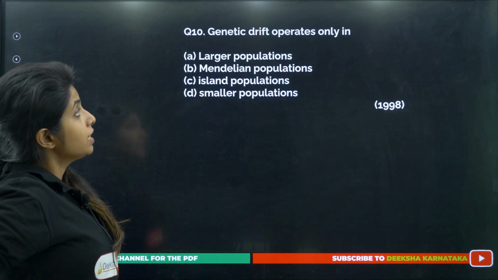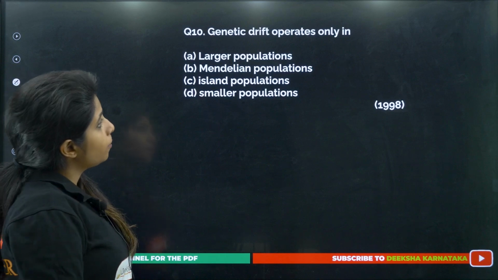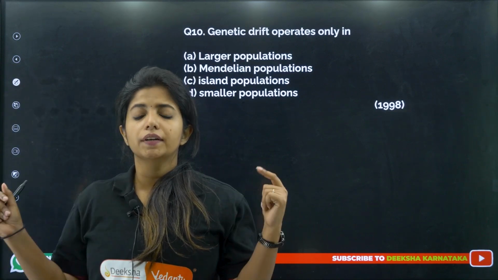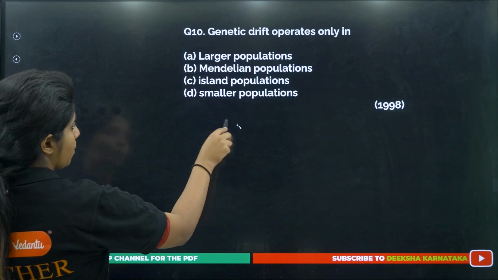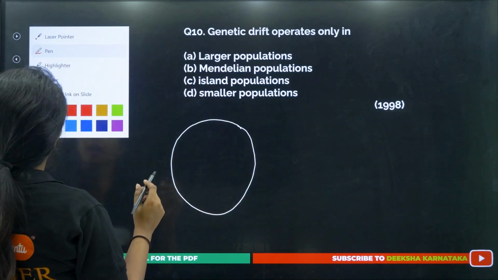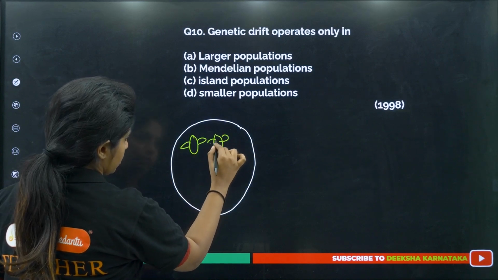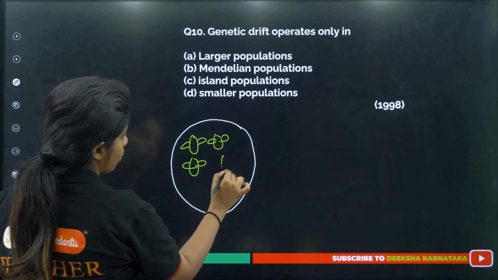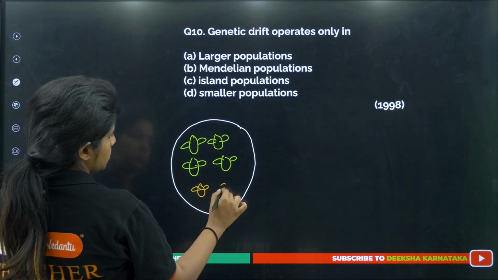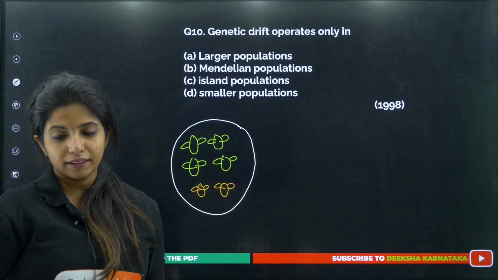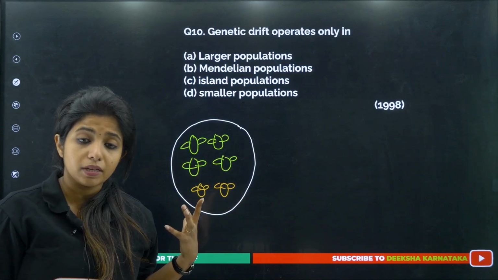Now 10th question. A question from evolution again. Genetic drift operates only in... what do you mean by genetic drift? Genetic drift means sudden change in the gene frequency or sudden change in the allelic frequency. For example, I have made this example so many times, but I don't have any option. So there were green moths and there were yellow moths. The green moths kind of dominated the area and said, you guys have to stay away from my place, this is our place.